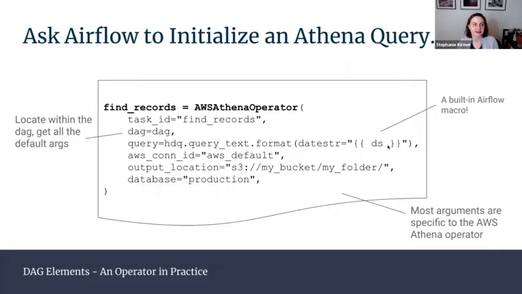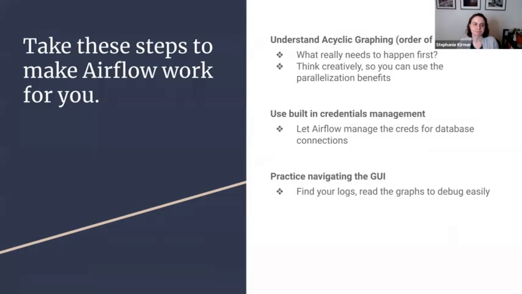I've put some links at the very end of my deck that talk a little bit more about what these macros are all about. Then we're giving it connection credentials for AWS, which are actually conveniently stored in credentials management in Airflow, so you don't need to handle that yourself. And then we're telling it where to save the results, and that's basically the gist of it. So this is how we would set up the task find records, but remember it's not going to run yet, and it won't run until we tell Airflow to run the job, the DAG that it lives in.